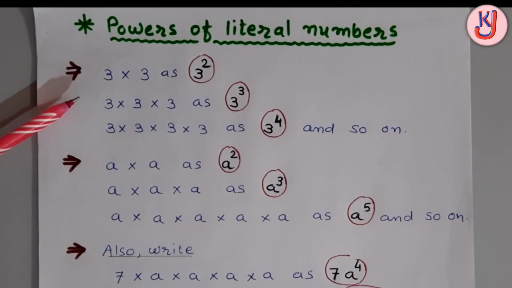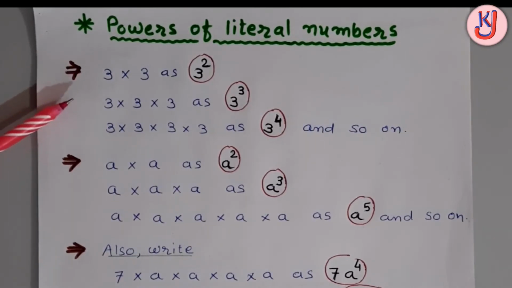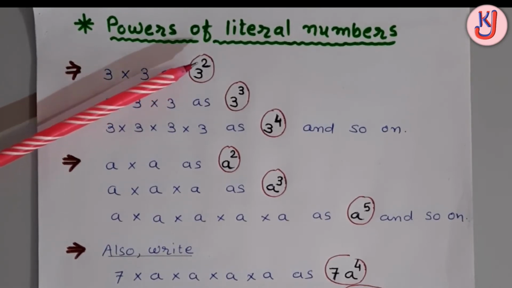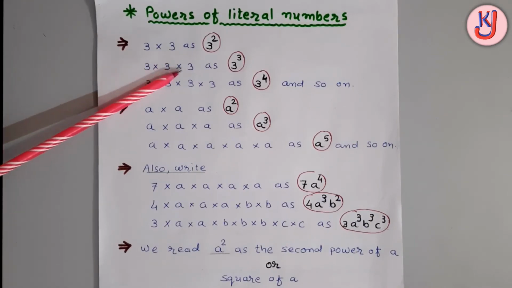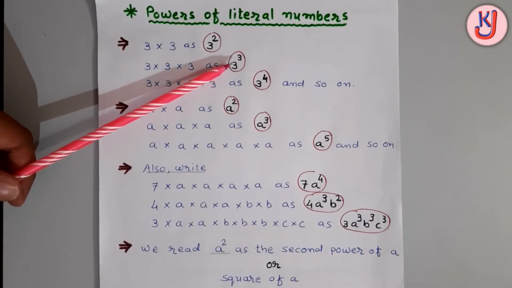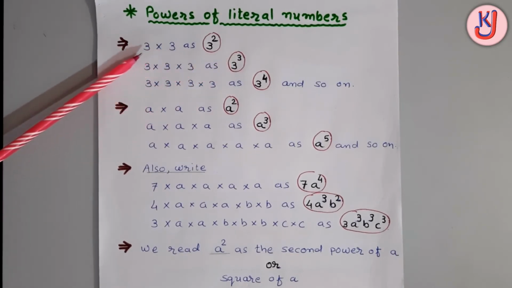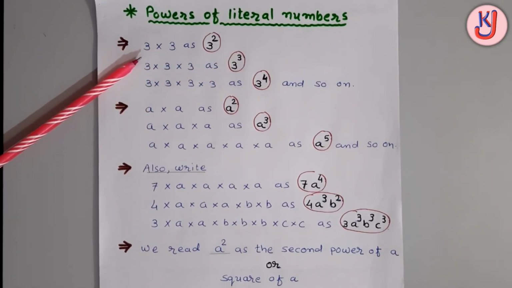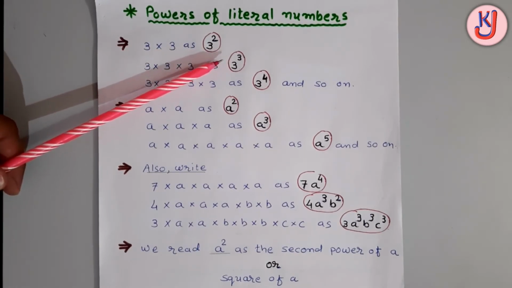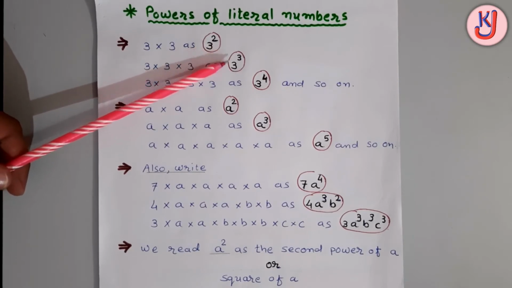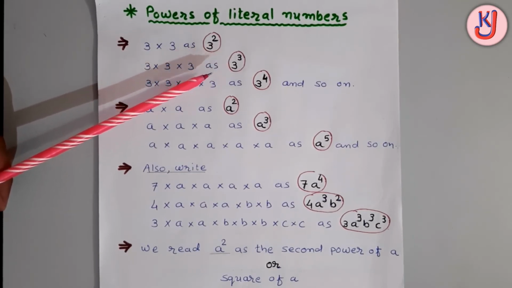In arithmetic, we studied that repeated product of a number with itself is written in the exponential form. For example, we have written 3 into 3 as 3 power 2. Same way, 3 into 3 into 3 is 3 raised to 3. Since a literal number represents a number, the shorthand way of writing the repeated product of a number with itself in exponential form is also applicable to literals.